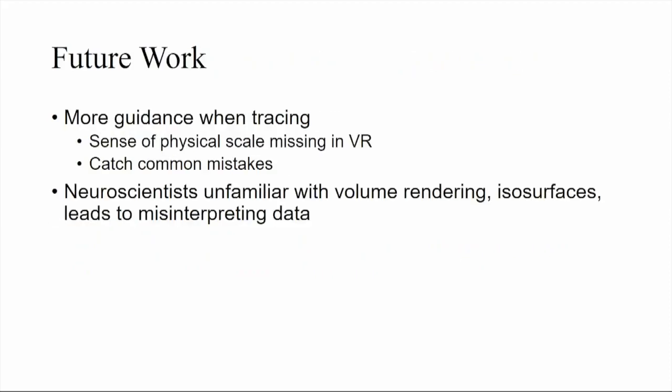In future work specific to our tool, we'd like to explore adding more guidance when tracing. In cases where experts made mistakes, we noticed that this could be attributed to missing a sense of the physical scale of the structures they were seeing, or forgetting certain things that the other tool would not let them forget. When you create a branch point in our tool, it's implicit. You're creating this new thing on the graph, and in Neurolucida, you explicitly right-click and go through a menu interaction, and it will remind you to come back. So we can add additional guidance that will catch these common mistakes.